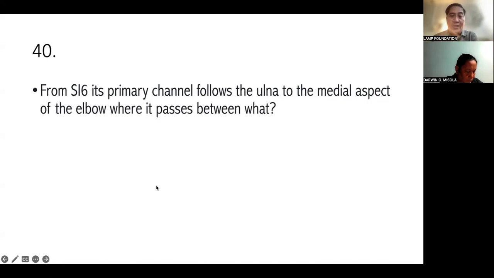And finally, from SI6, its primary channel follows the ulna to the medial aspect of the elbow, where it passes between what? The olecranon and the medial epicondyle of the humerus. Yes. At what point? SI8. Okay, SI8.